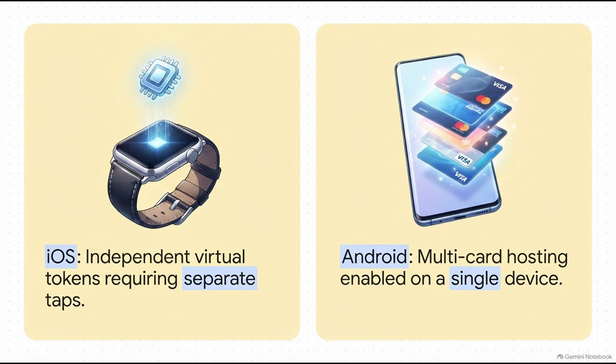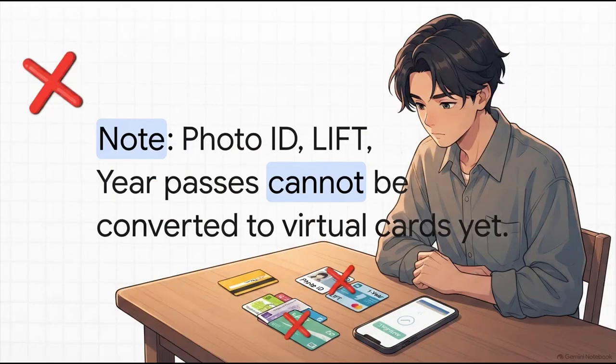Now, on the Android side, a major update brought in multi-card hosting on a single device, which honestly streamlined a lot of those capabilities. There is one very important catch here, though. If you use a photo ID Hop card, like for honored citizen reduced fares based on income, disability, or military status, or if you have a Lyft card or a corporate 1-year pass, you actually can't convert those to virtual cards just yet. You're going to have to keep using the physical plastic card for those specific programs for now.